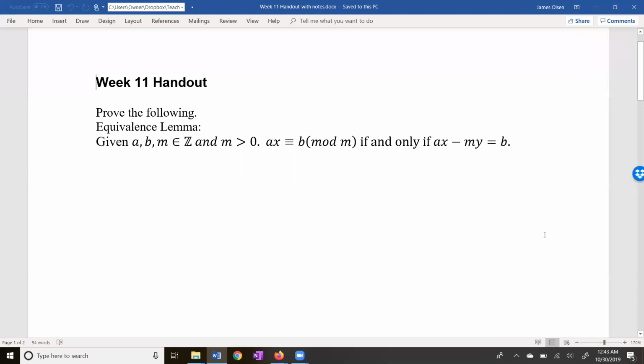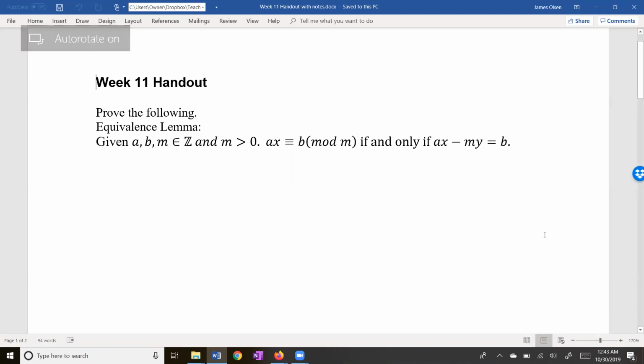What I'd like to do now is to prove the following, what I'm going to call the equivalence lemma. So, A, B, and M are integers, and M is positive. We always want our modulus to be positive. The congruence AX is congruent to B mod M is equivalent to, or if and only if, AX minus MY equals B.